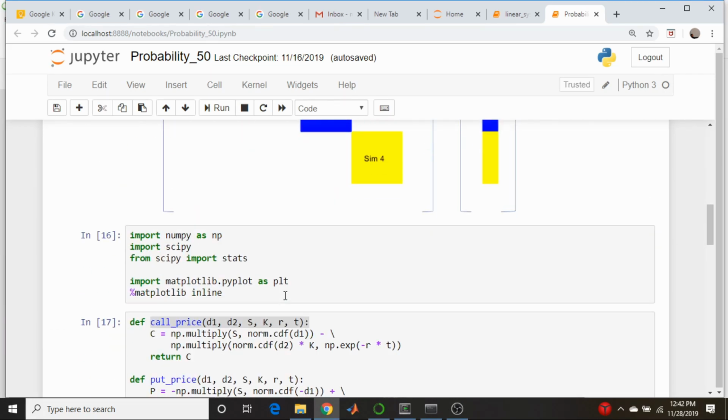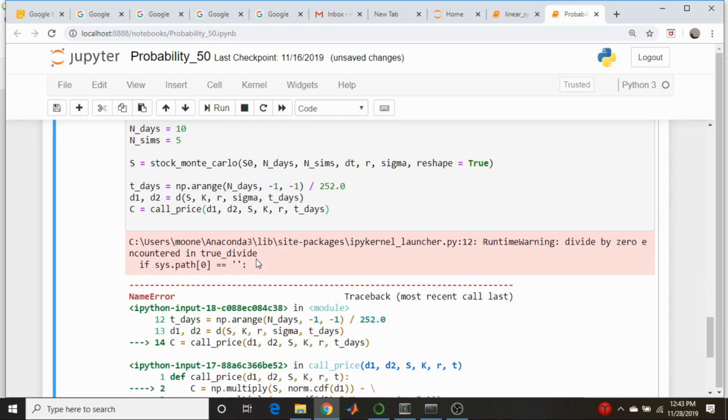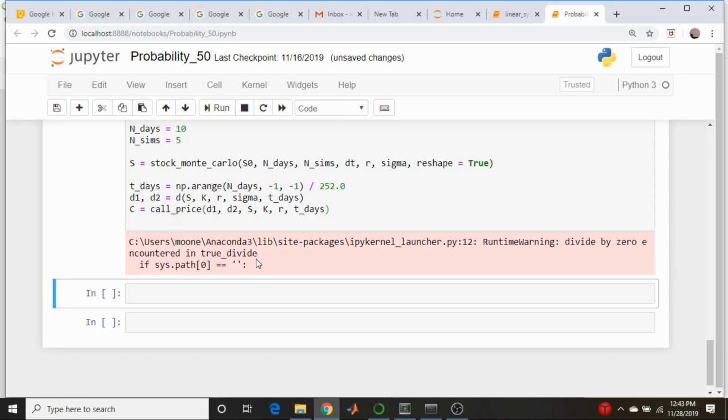So where are our imports? Import stats. Let's go from, let's do this, from scipy.stats import norm. Does that work? There we go. So now let's visualize this and see what we get.